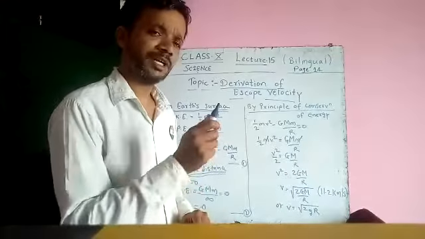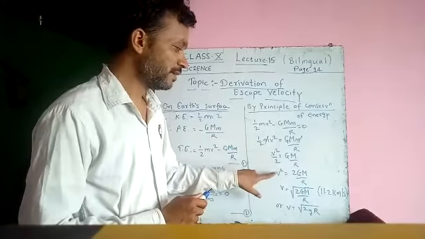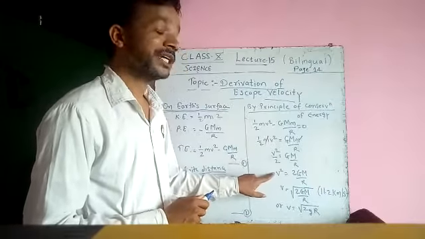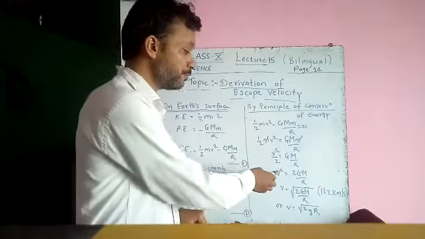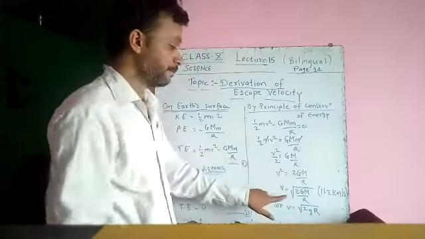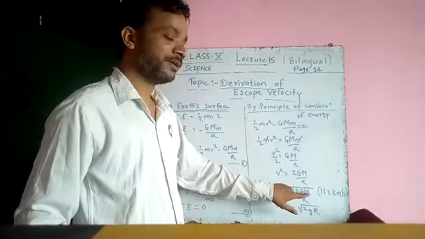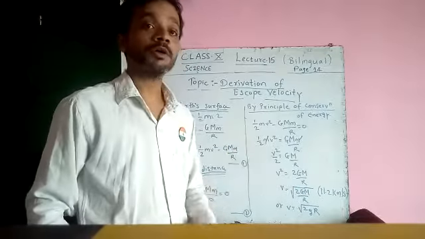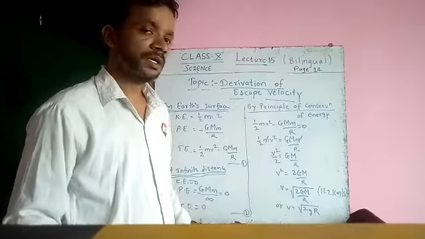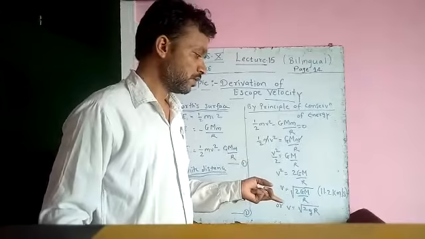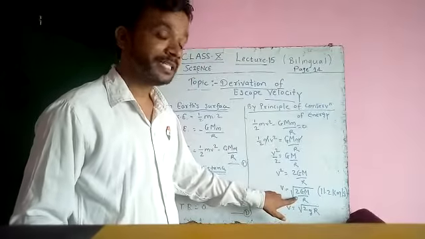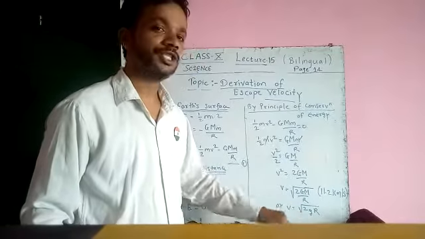To find the velocity, v square remains as it is and 2 is transferred to the other side. To find the expression for v, we have to remove that square, so we put the square root on the other side. So v equals under root 2GM upon r. This is the formula for escape velocity. In terms of gravity small g, this formula can also be written as under root 2gr.